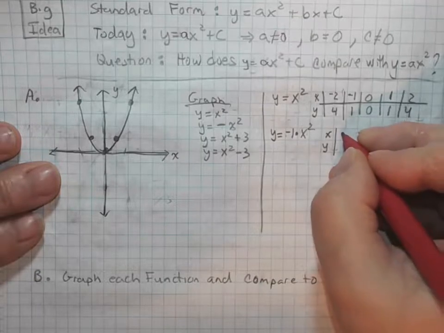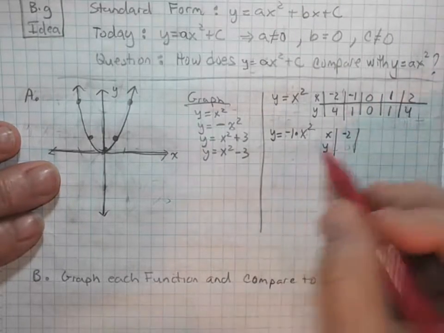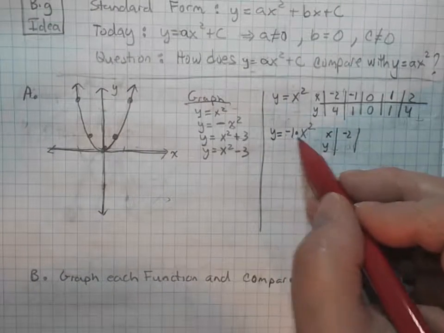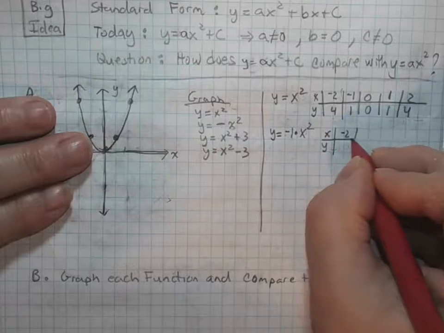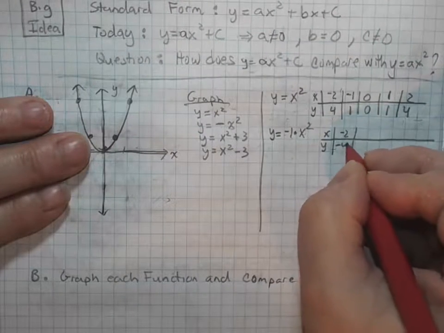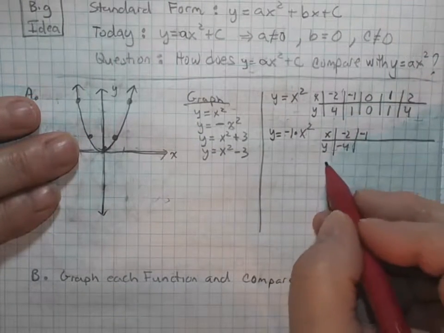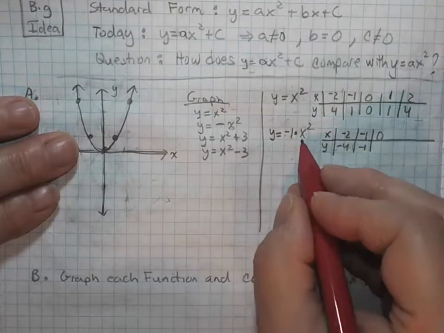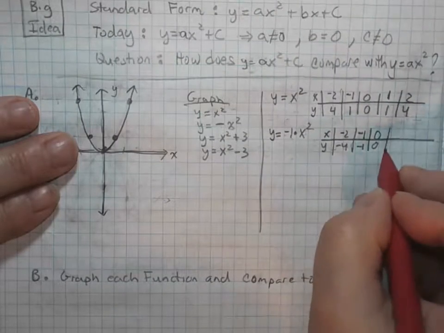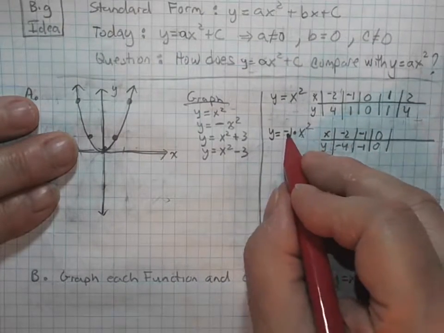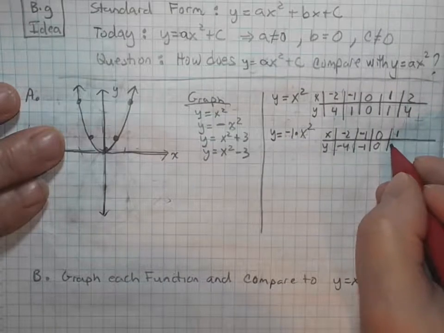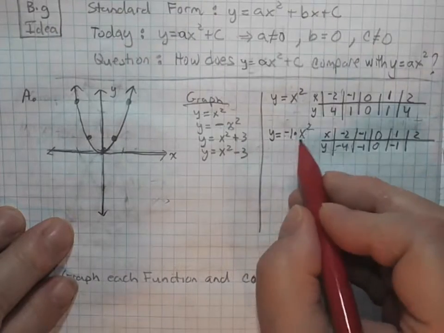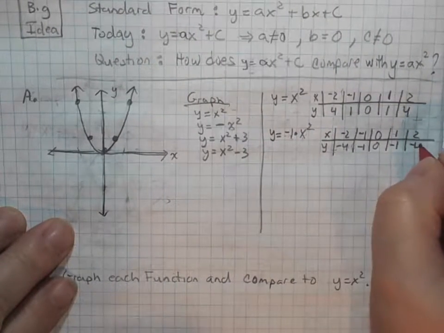And then we choose x's, so negative 2. I already know what happens when I square it. I get 4. But now I have to multiply it by negative 1. That gives me a negative 4. Then plug in negative 1. Square that, I get 1, but multiply by negative 1 is negative 1. Okay, 0 is easy. That's just going to give me 0. Plug in 1. 1 squared is 1, but then multiply by negative 1. And I get negative 1. And then finally 2. If I square that, I get 4. Multiplied by negative 1, I get negative 4.